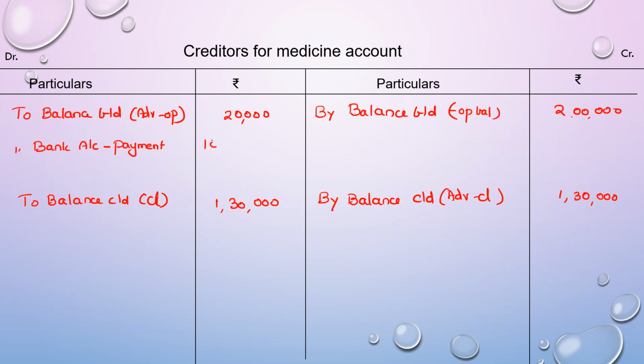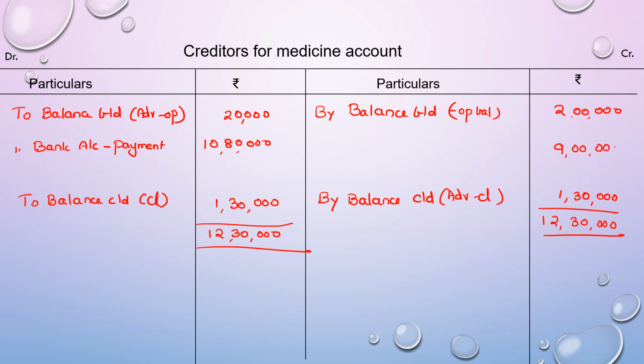So that is 10,80,000. So we have got this. Now we close this account. It is 11 lakh. So it comes to 12,30,000. Write it on the other side and minus 3,30,000. That would give us a difference of 9 lakh.